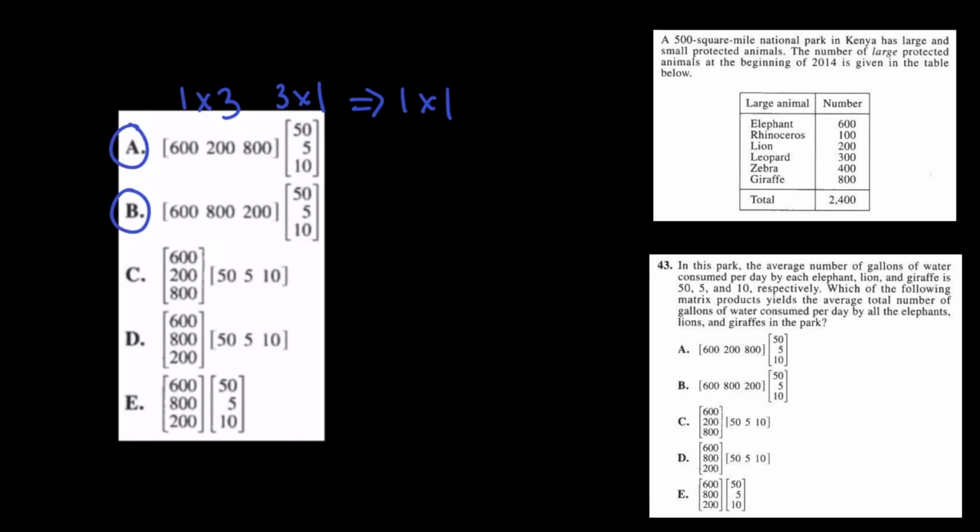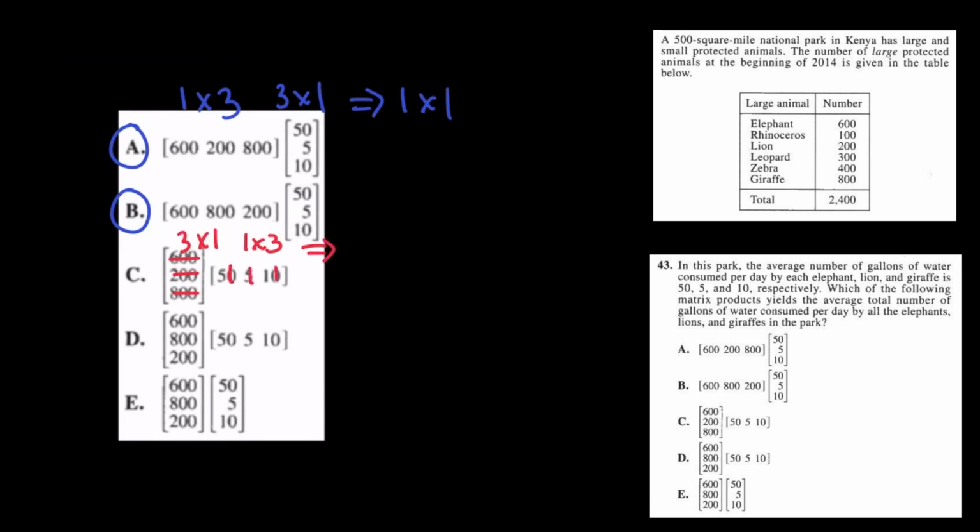Let's take a look at C. C is a 3 by 1 matrix multiplied by a 1 by 3 matrix, right? There's 3 rows by 1 column, and there's 1 row by 3 columns here.